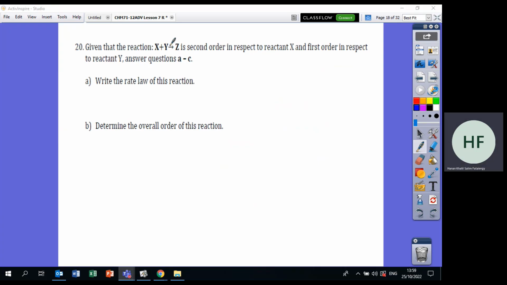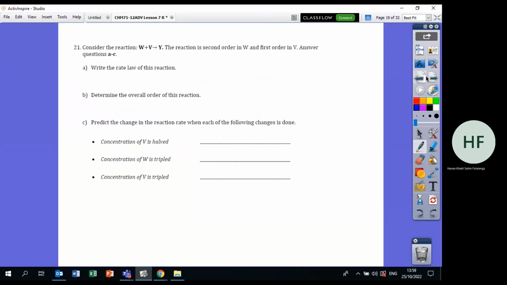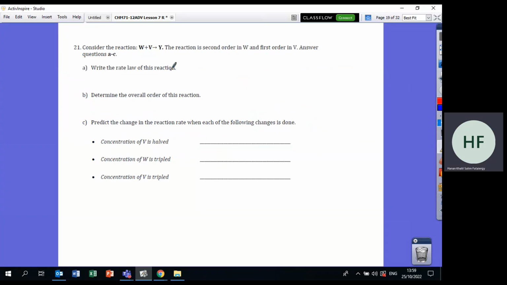Okay, now given that the reaction x plus y equals z is second order in x and first order in y, can we write the rate law? Okay, the overall order of the reaction is 2 plus 1, which is equal to 3. Okay, now I want you to pause the video and do this question.